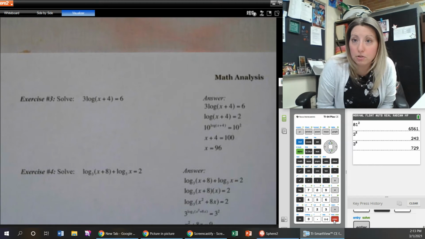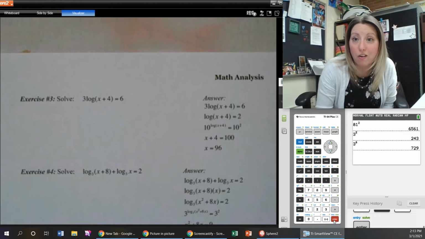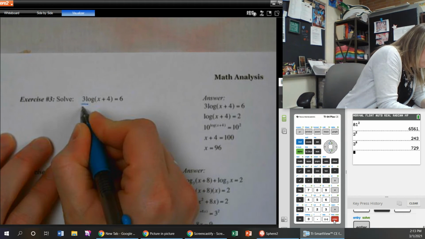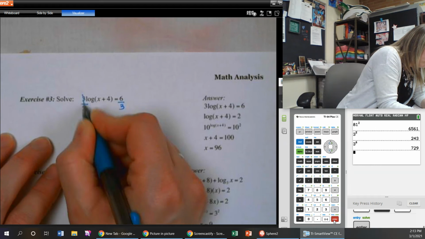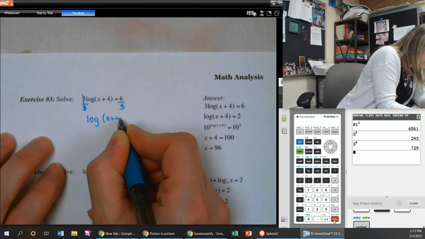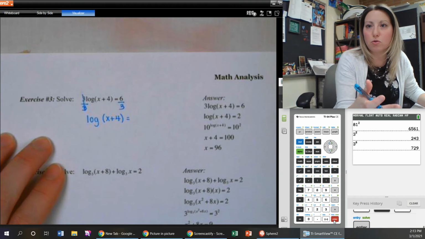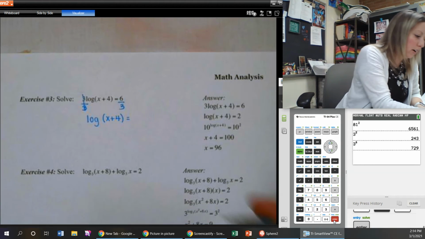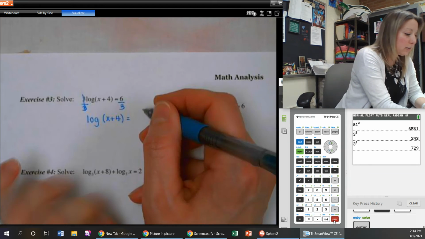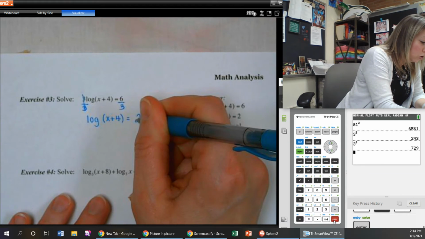We'll just start out dividing both sides by 3 to get the log alone. Isolate the log first. So let's divide by 3. Now you've got log base 10 of x plus 4. I just say base 10. We obviously don't usually write it, even though it's not written, right? Because it's the common log. Then you've got 6 divided by 3 is 2.